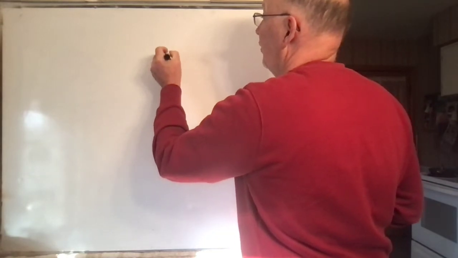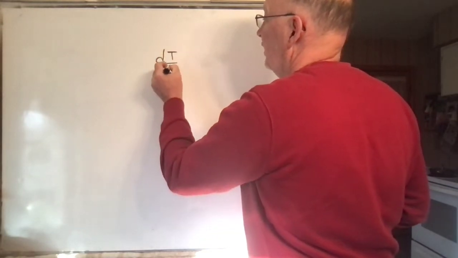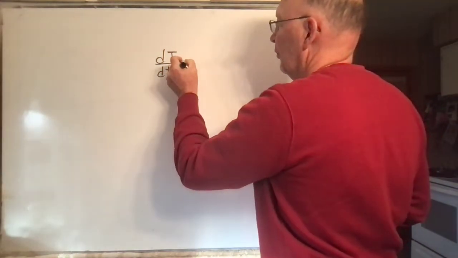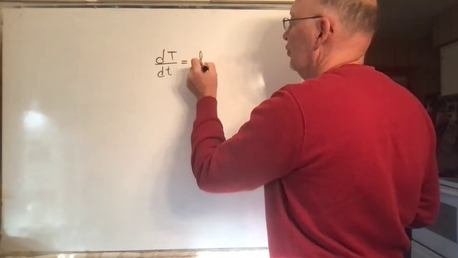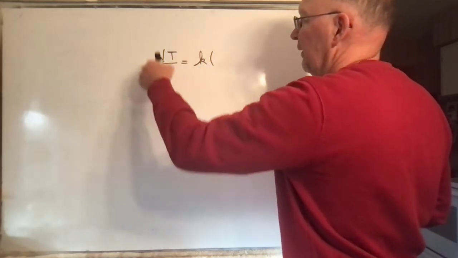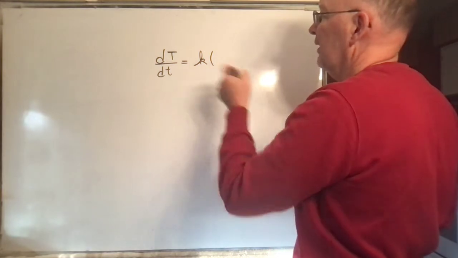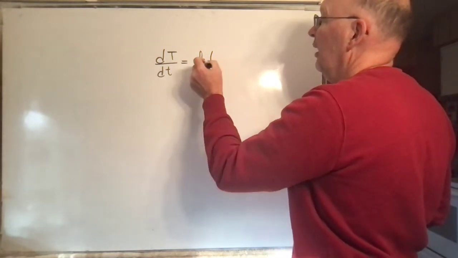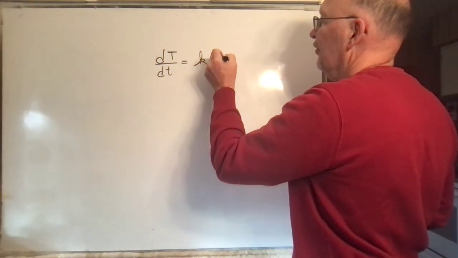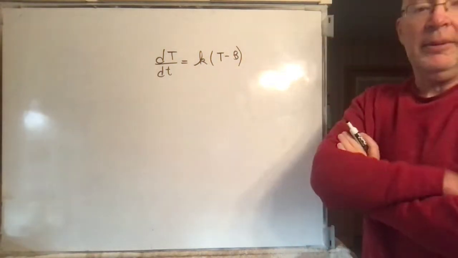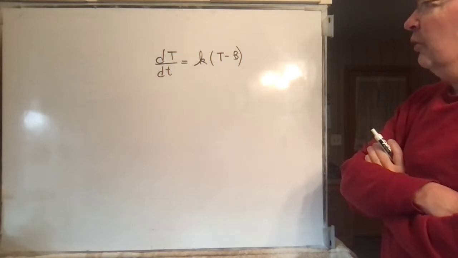I had the derivative of the temperature with respect to time was equal to, that is, the rate of change of the temperature with respect to time of the pizza pan is proportional to the difference in the temperature and the temperature of the room. So I had that. And then what did we do?